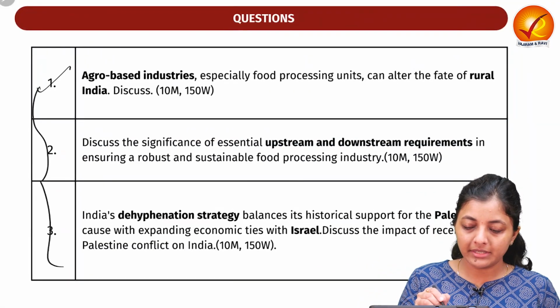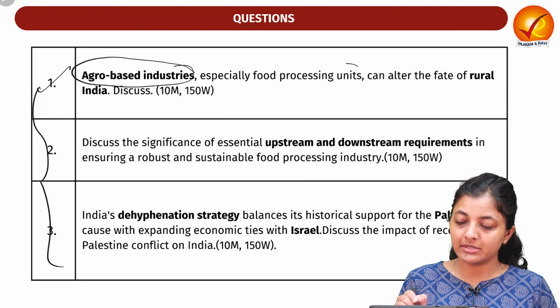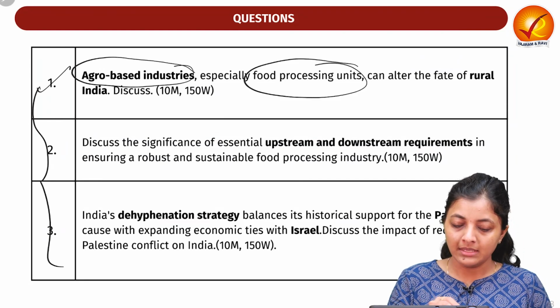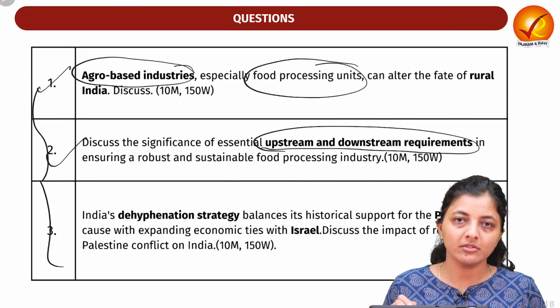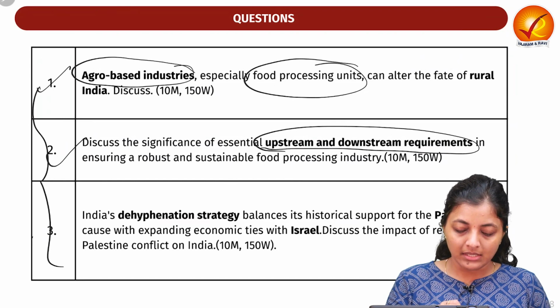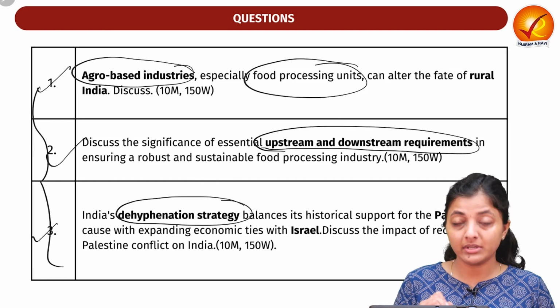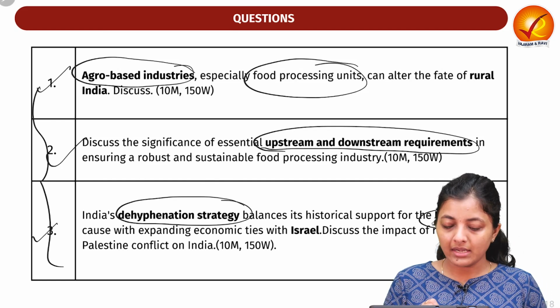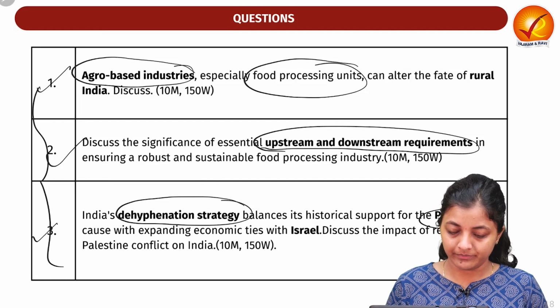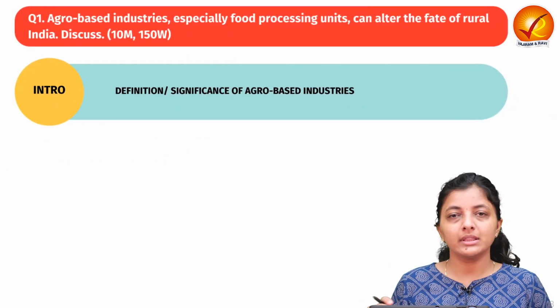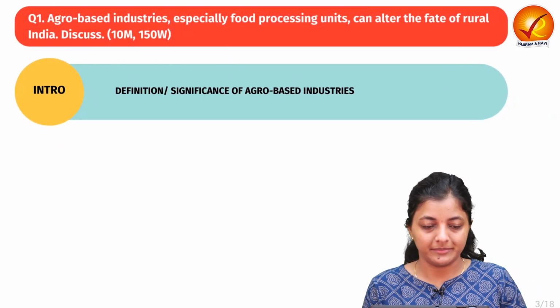The first one is related to the agro-based industries, especially food processing industries. Second is related to the upstream and the downstream requirements in the supply chain or in the production process. The next is related to the de-hyphenation strategy and the Israel-Palestinian conflict which is going on. So let's see all the questions and answers one by one.